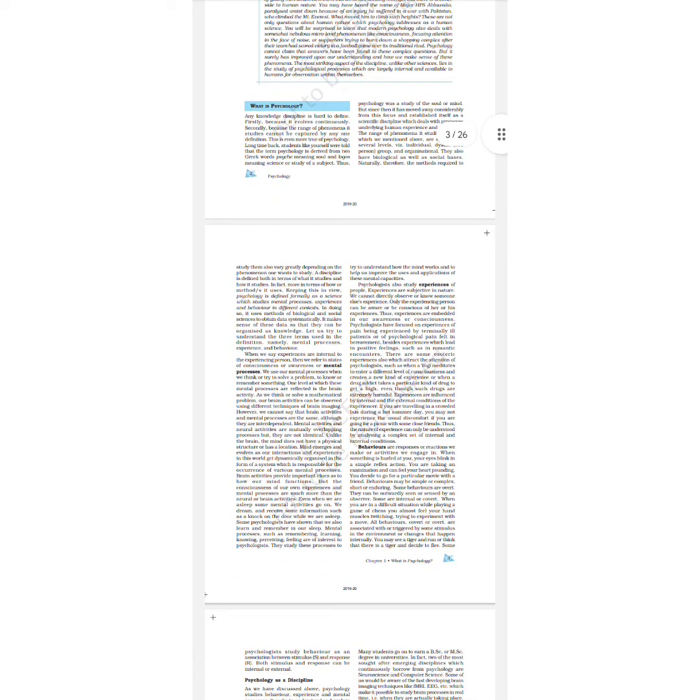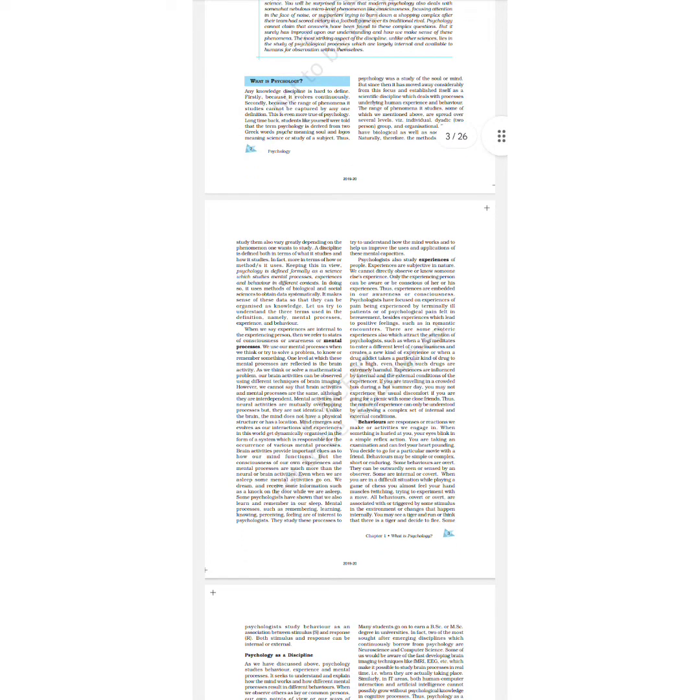On page number 3 you will find the main definition of psychology. Psychology is defined formally as a science which studies mental processes, experiences and behavior in different contexts. As I always tell you, the subject matter of psychology is MEB, and to study this it uses scientific methods. Some it borrows from biological sciences and some it borrows from social sciences.